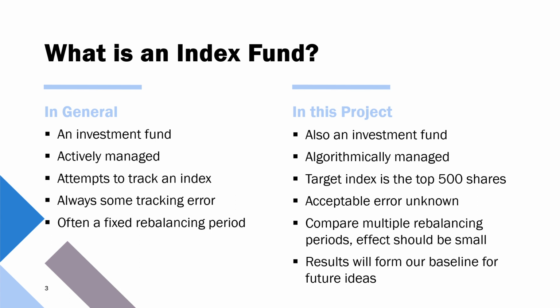And you will always get some error between the fund and the index, and this is known as tracking error. Most funds will try and minimise this. Some will be willing to trade a bit of accuracy to gain extra profit. And often the buying and selling to match the indexes is done in a fixed period, which is known as a rebalancing period.